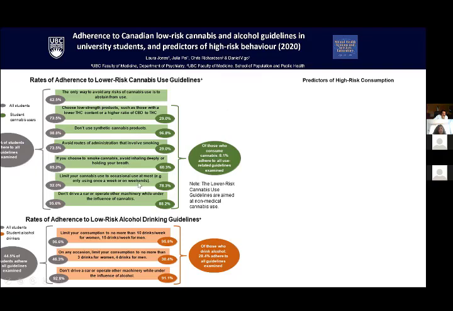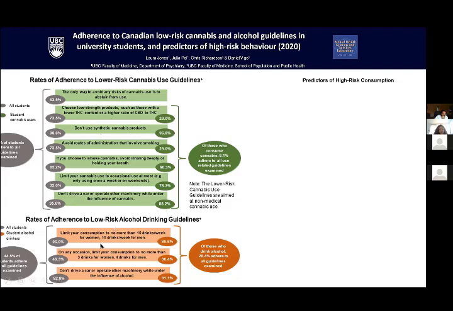On the top here, we have the low-risk cannabis guideline adherence and the low-risk alcohol guideline adherence. What we see is that with respect to cannabis, 62% of students adhere to all guidelines. Interestingly, there's one criterion which is overly stringent and many people do not adhere to, which is that the only way to avoid any risk is to abstain from using. There's about 40% of students who have used at some point. But the adherence to most of the others is quite high.